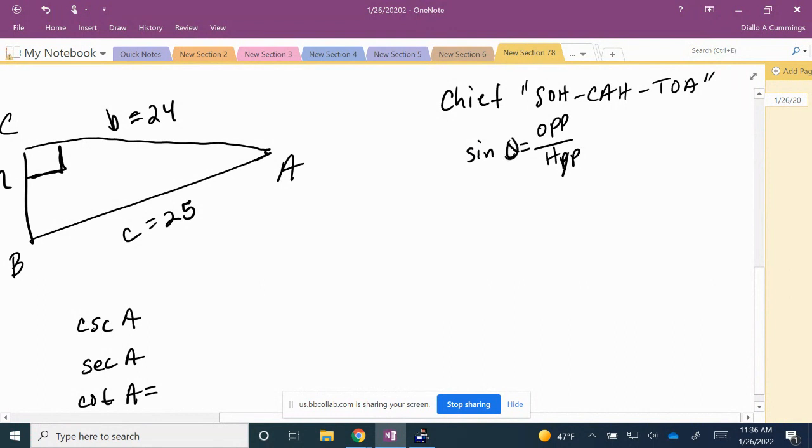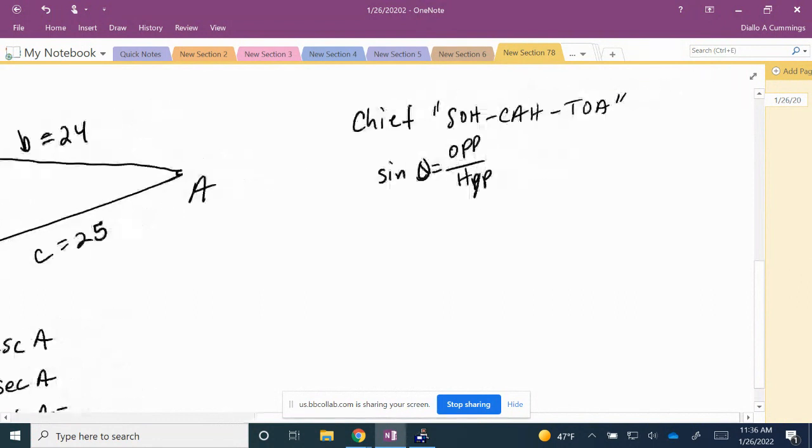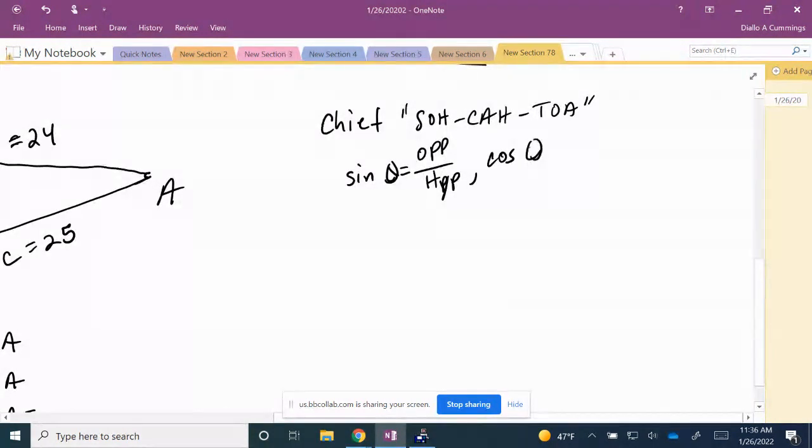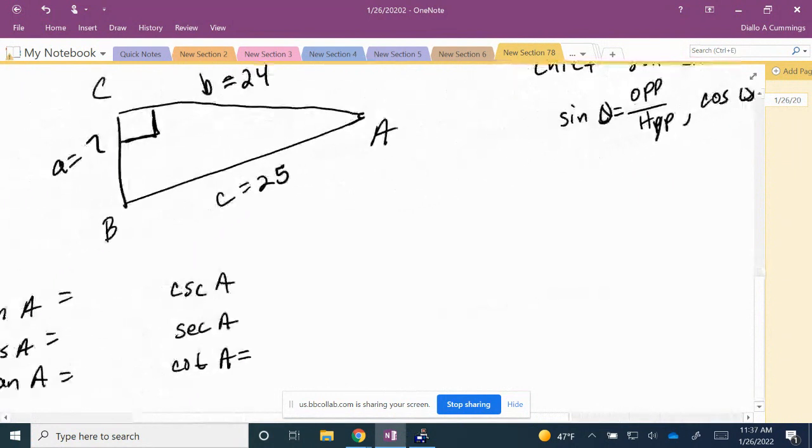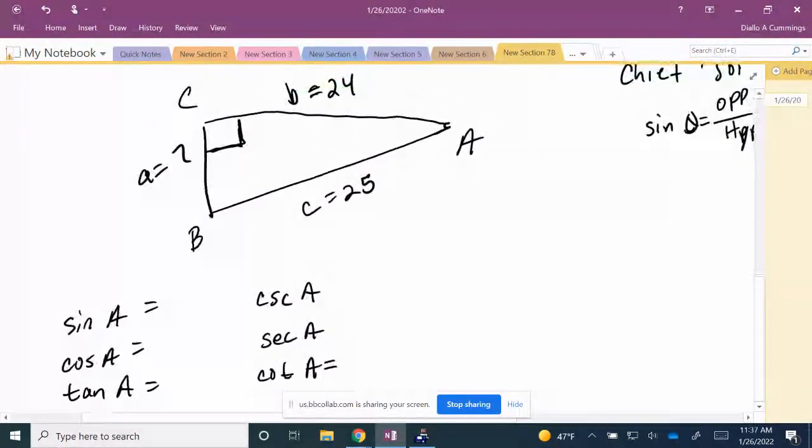I'm going to use theta. The CAH part of CHIEF SOHCAHTOA alludes to the fact that the cosine of some angle is the adjacent side over the hypotenuse. And the TOA part of CHIEF SOHCAHTOA alludes to the tangent of some angle is the opposite side over the adjacent side. All right, so we have CHIEF SOHCAHTOA, and we're going to use that to find the sine, the cosine, and the tangent.